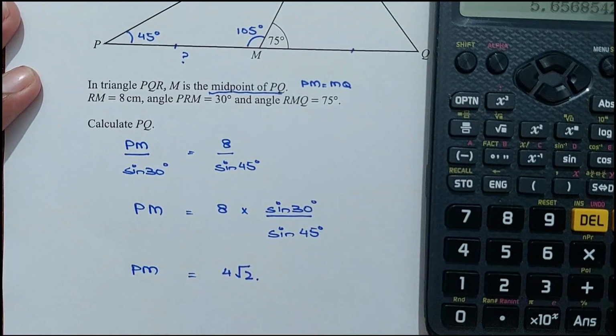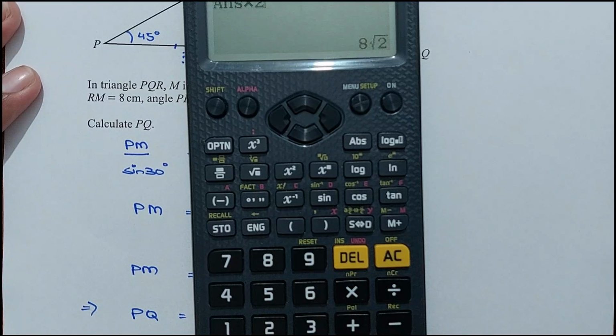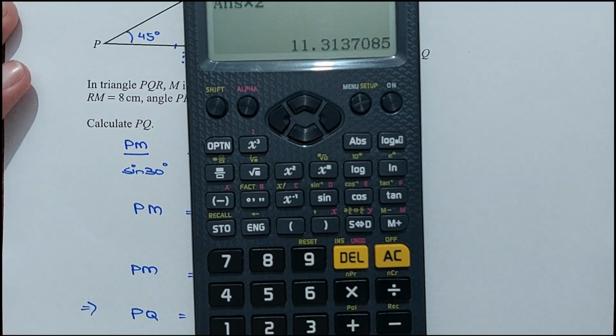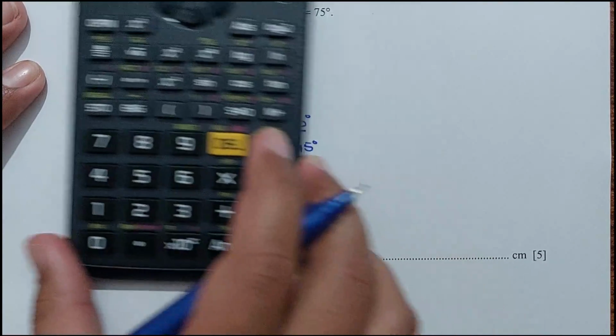And we know that what is PQ? P to Q is 2 times PM. And you have to times it by 2, and this should be equal to 11.3 centimeters.